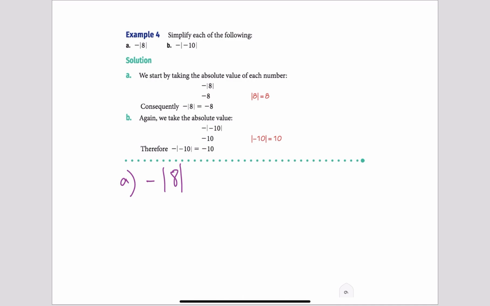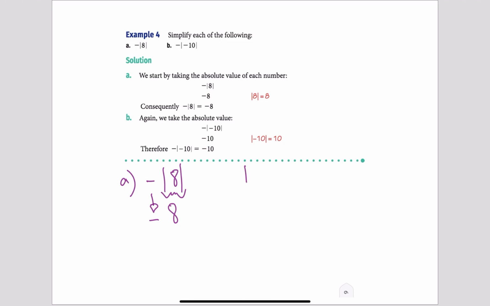So can we make it any simpler? Well, I can take the absolute value of a number. So what I'll do is I'll bring the negative down and I will resolve this part here. What is the absolute value of 8? The absolute value of 8 is 8, the number without its sign. Now you might be saying, well, but it's got a negative out in front. But the negative was in front of the absolute value bars, not contained within it.